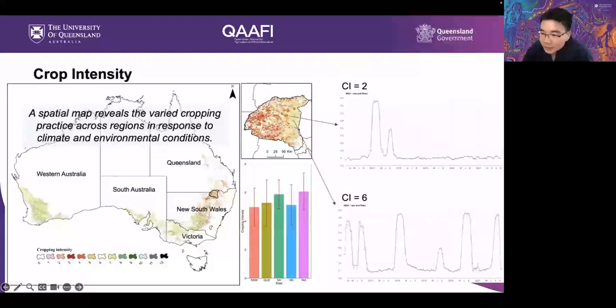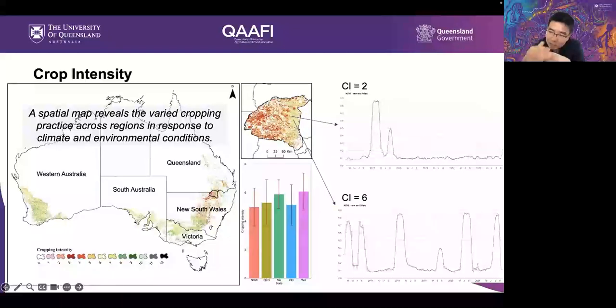And this slide starts showing some outputs from the detection. And the first output here is the crop intensity map. This map illustrates the patterns of crop cultivation frequency across different agriculture regions. And the data, which starts from the year of 2016, indicates a higher frequency of planting and harvesting cycles in regions such as Western and South Australia.